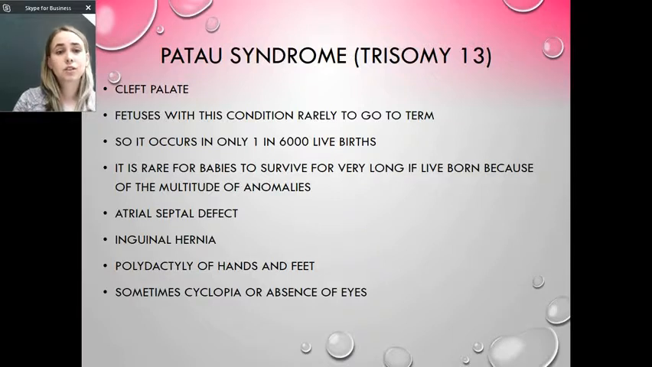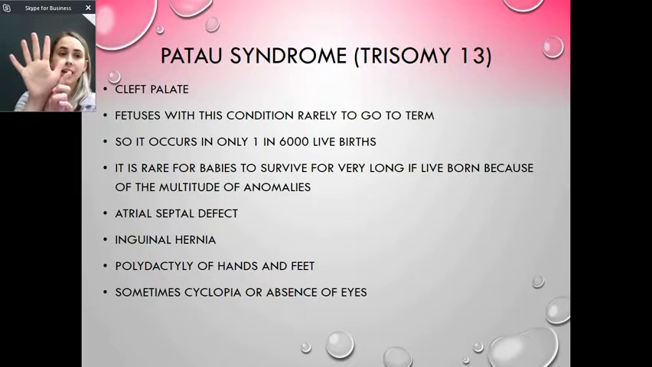It just happens sometimes. So Patau syndrome occurs only in 1 out of every 6,000 live births. It's rare for babies to survive for very long if they are born alive, because they have so many anomalies. They can have an atrial septal defect, which is a heart condition or a problem in their heart. They can have an inguinal hernia. Hernias are when your intestines are protruding. And they can have polydactyly of the hands and the feet. So polydactyly is having extra digits.